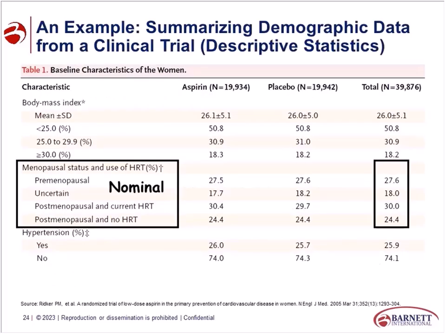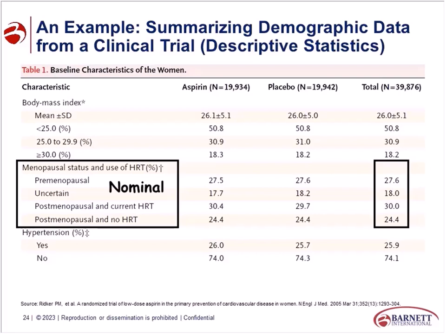Two ways of summarizing data with descriptive statistics. One way is in a table. Here we have a nominal variable, menopausal status after the use of hormone replacement therapy: premenopausal, uncertain, postmenopausal and current HRT, and postmenopausal and no HRT. What's often presented in a table like Table 1 is the percentage of the participants in a clinical trial that were in each of those categories.